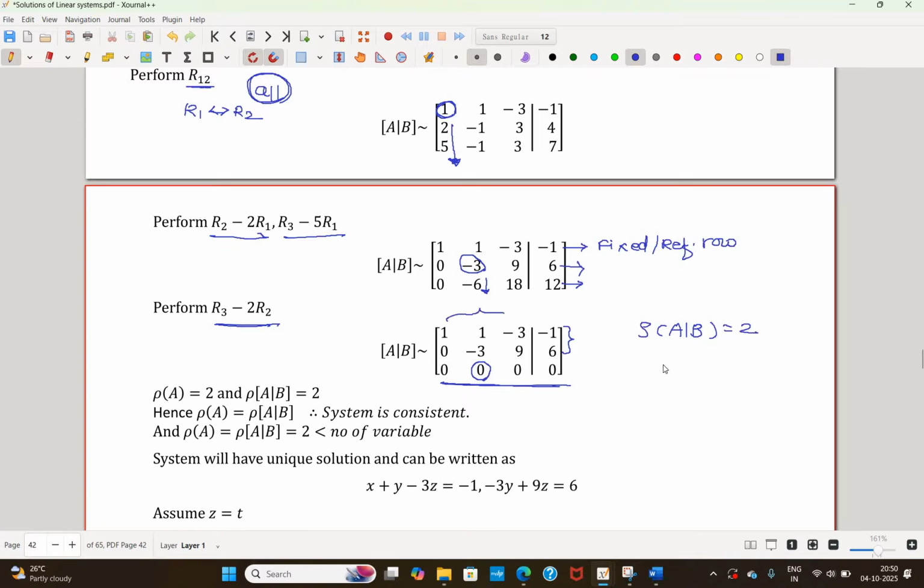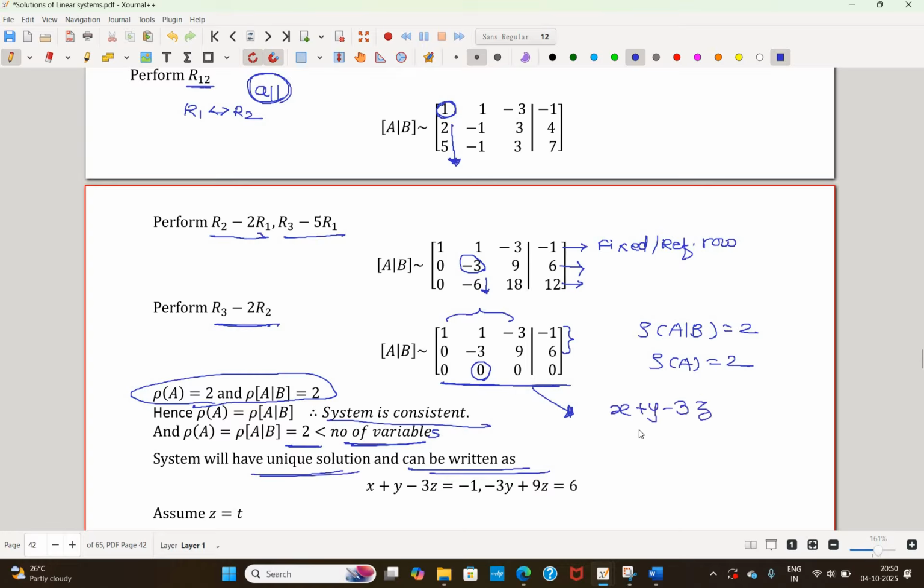What about rank of coefficient matrix? This is also 2. Am I right? So both of these ranks are equal. System is consistent. Rank is equal to 2, and it is less than number of variables, which are 3. And hence system will have infinitely many solutions, and it can be written by drawing equations from this reduced matrix in the following way: x plus y minus 3z is equal to minus 1, the first equation. Second equation is minus 3y plus 9z is equal to 6.